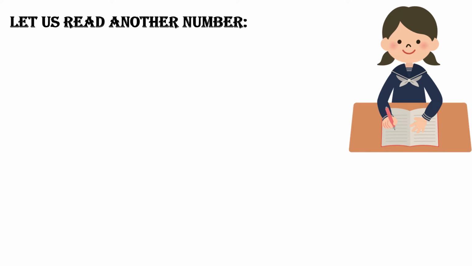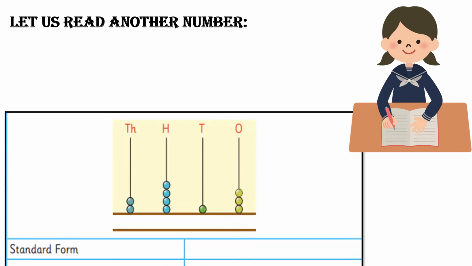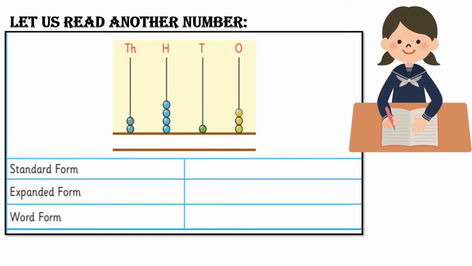Let us read another number on the abacus. So here is the abacus. Let's count the beads on the abacus. So here I have 3 beads in ones place, 1 bead in tens place, 4 beads in hundreds place, and 2 beads in thousands place. So my standard form is ready.